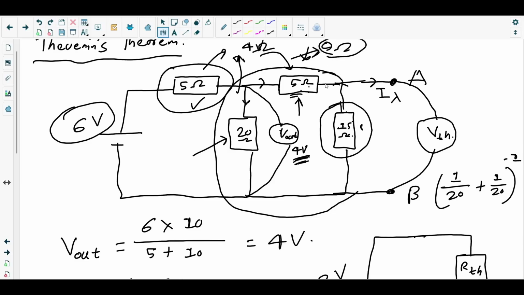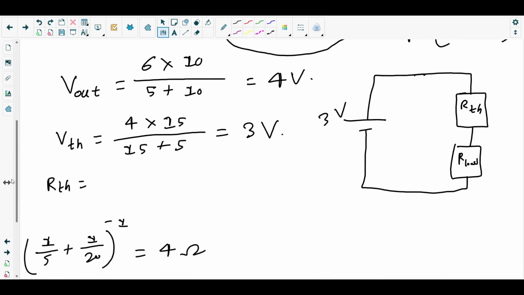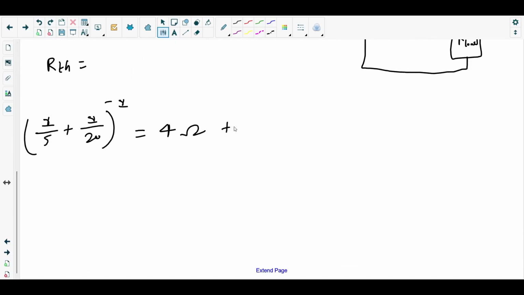So this 9 ohm is in parallel with the 15 ohm resistor. Now the question is why? Because when you connect the load resistor, the current will basically get divided. The same current is not flowing through the 15 ohm resistor. Rather, it will flow through the load resistor. That's why they are in parallel. So 4 plus 5 ohm gives you 9 ohm, and then we have to find the parallel resistance.